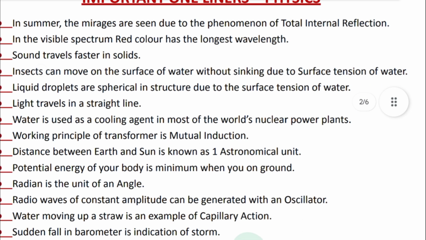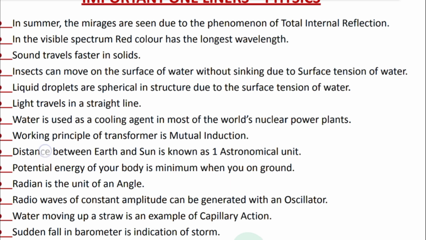Next, light travels in straight line. Water is used as a cooling agent in most of the world's nuclear power plants. Working principle of transformer is mutual induction. Next, distance between Earth and Sun is known as 1 astronomical unit. Potential energy of your body is minimum when you are on ground.